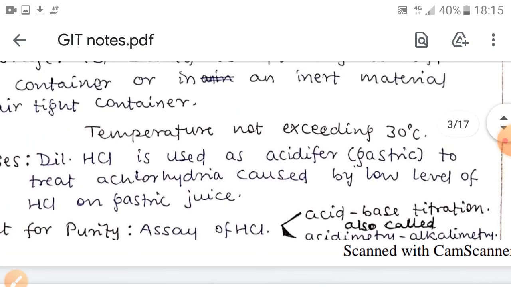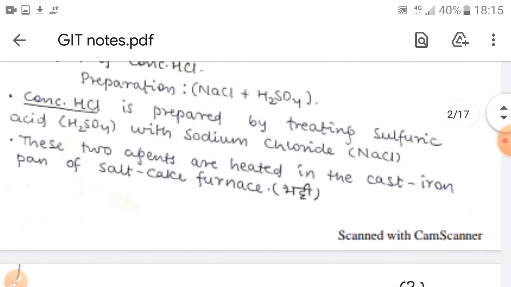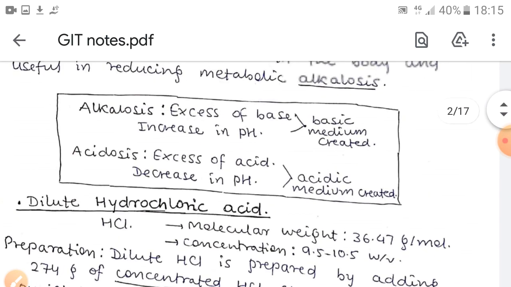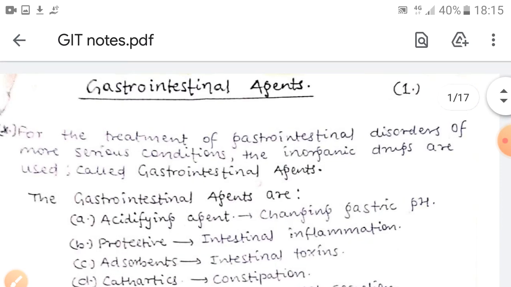So this is all about today's topic, the acidifying agent, which is a topic of gastrointestinal agents. We have already covered the antacids, protective and adjuvant, cathartics. So you can go through those lectures.